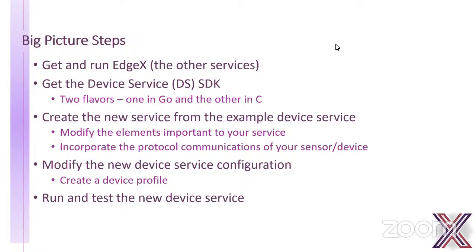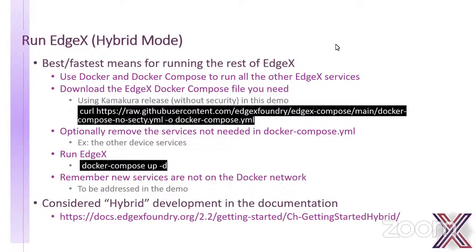So those are the big steps. Let's get into now how we actually do this. So first and foremost, as I mentioned, you need to get and run the rest of EdgeX. We call this hybrid mode development. That's because we're going to have EdgeX running in Docker containers, whereas our device service we're going to run natively. We're going to build and compile and run things natively, in this case on a Linux system.